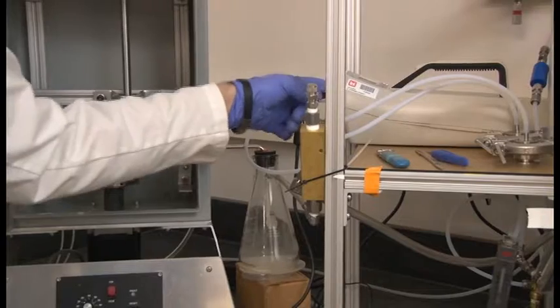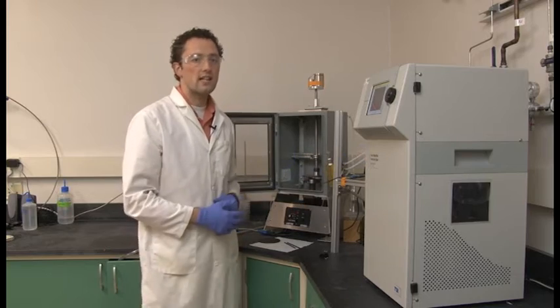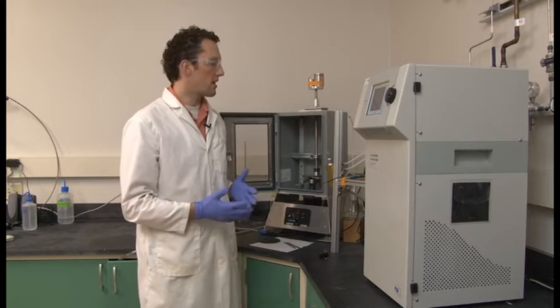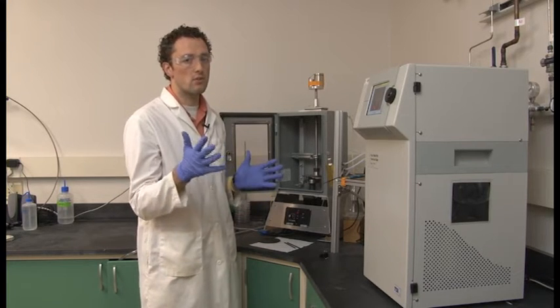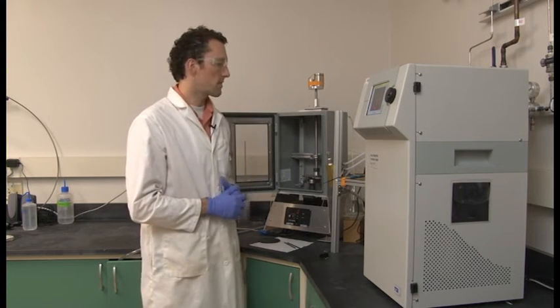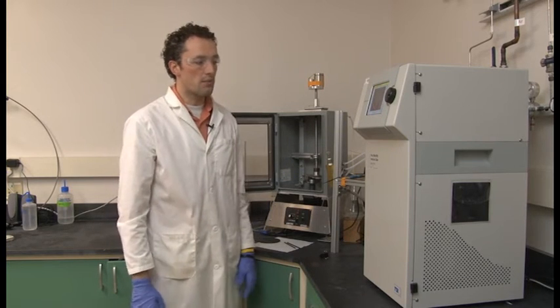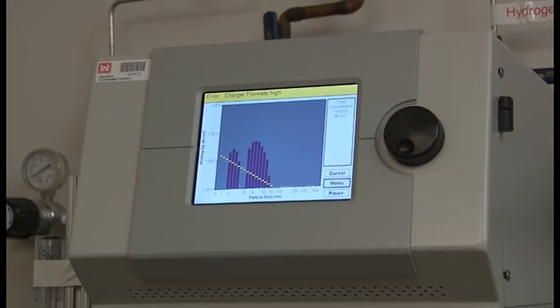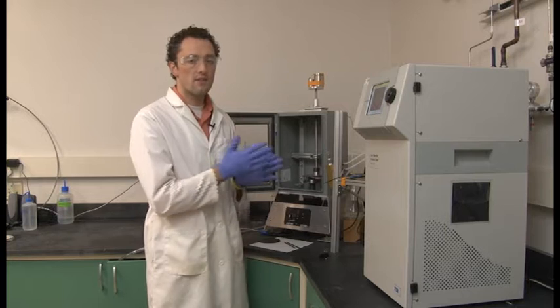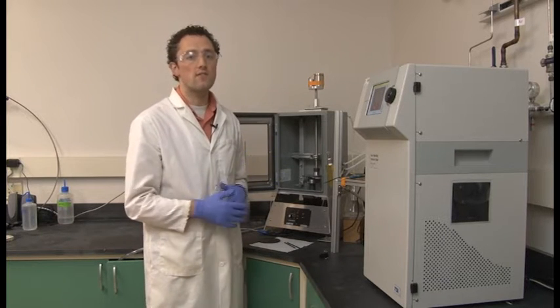The two instruments, this one is a condensation particle counter, and that gives us an idea of the total particle count in a range from about 10 nanometers up to about 10 micrometers. This instrument is a fast mobility particle sizer, and it gives us information about the particle size distribution from 5 nanometers up to 550 nanometers.